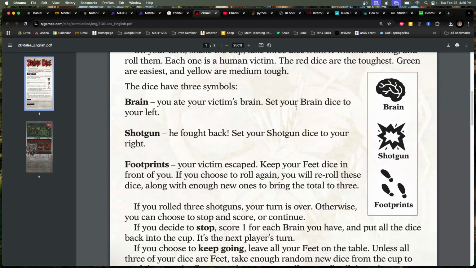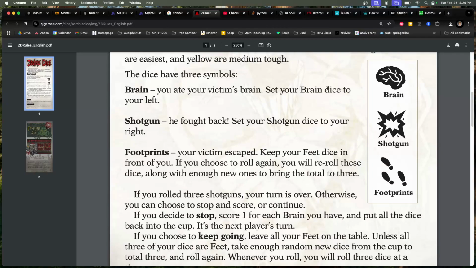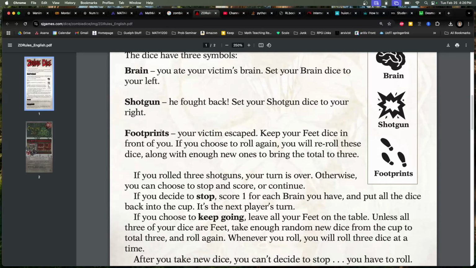Set your brain dice to your left. This is just like in Pig, right? You roll points. When you get points, you get to collect the points. Shotgun, he fought back, set your shotgun dice to your right. Footprints, your victim escaped. Keep your feet dice in front of you.